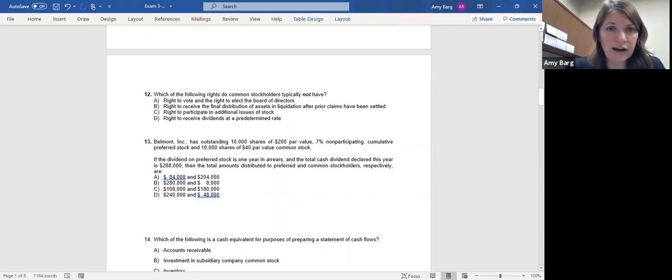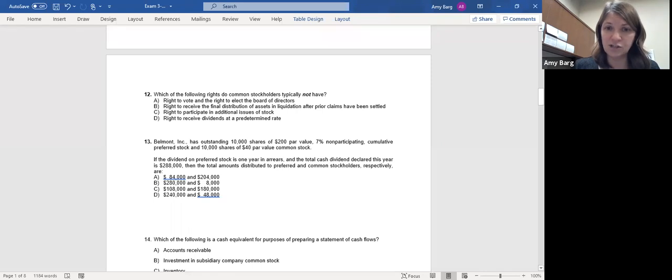Number 12, which of the following rights do common stockholders typically not have? So the right to vote, that's like the big thing that common stockholders get. They get the right to vote and the right to elect the board of directors. So that's a right that they do have. The right to receive the final distribution of assets in liquidation after prior claims have been settled. They do have that right. A lot of times they don't really get that much. A lot of times everybody else takes everything before them. All the creditors get their share, and then if there's anything left, the preferred stockholders get their share, and then common stockholders can take their share.